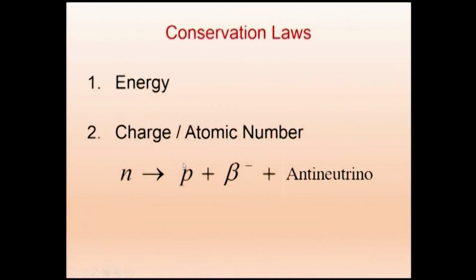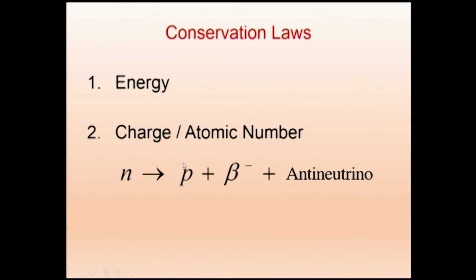What are the conservation laws for nuclear reactions? For all nuclear reactions, energy is conserved. Generally conservation of energy is valid everywhere. So, energy must be conserved. In a reaction, the left hand side energy must be equal to the right hand side energy. Then charge is also conserved. When you say charge is conserved, it means atomic number is conserved.